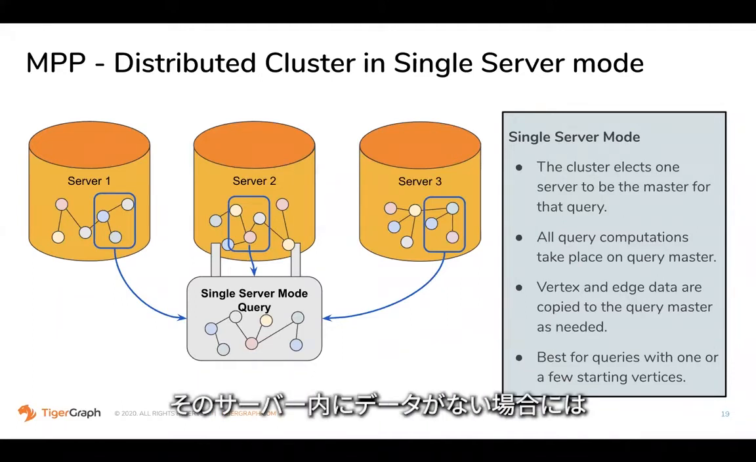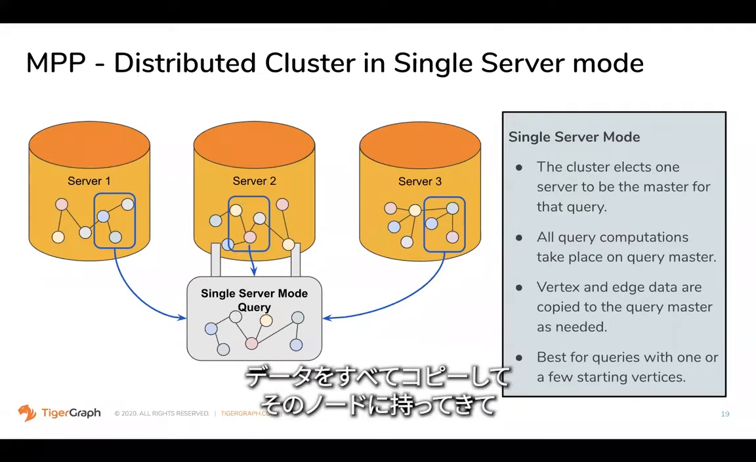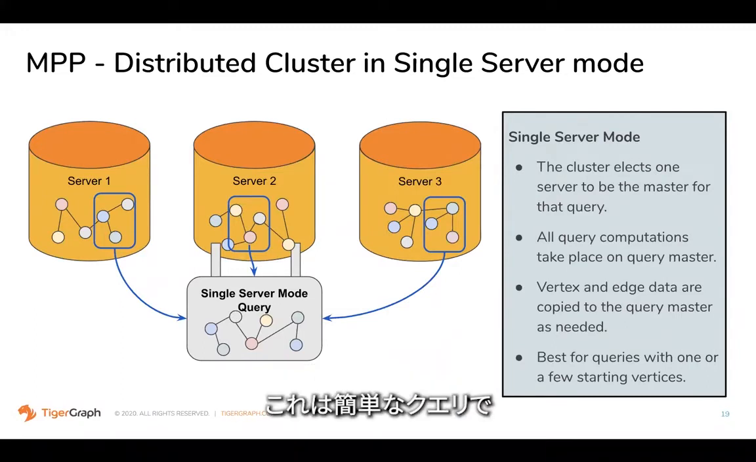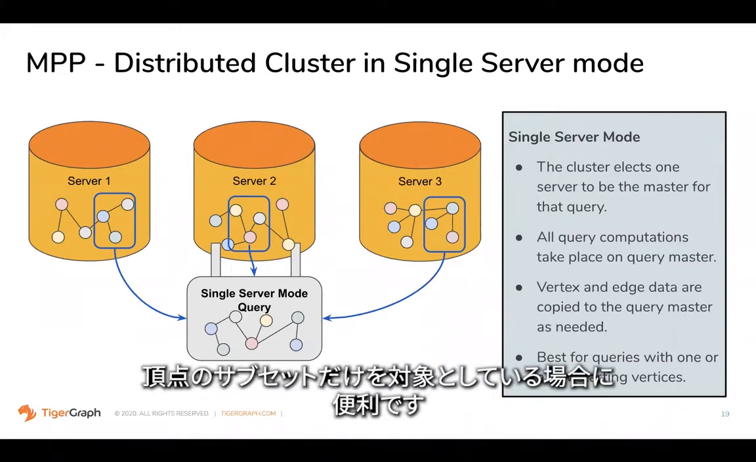And if the data is not in that particular server, we actually copy all of the data and bring the data to that particular node. And then all of the processing happens on that single node. And this is useful for simple queries where you are only dealing with a subset of vertices.